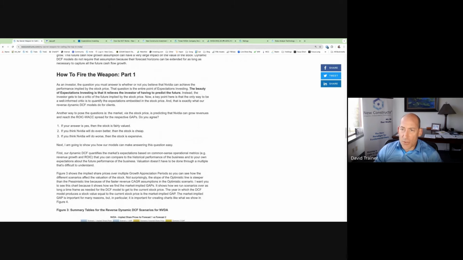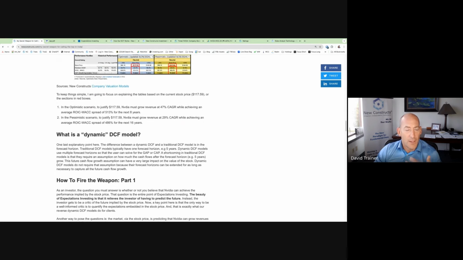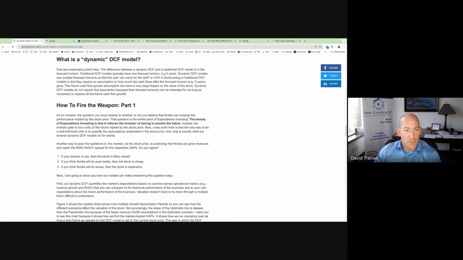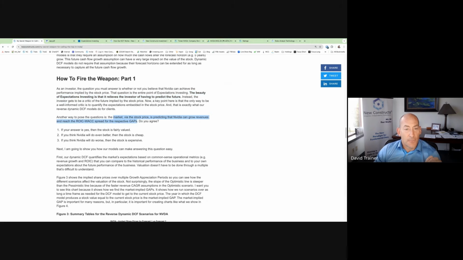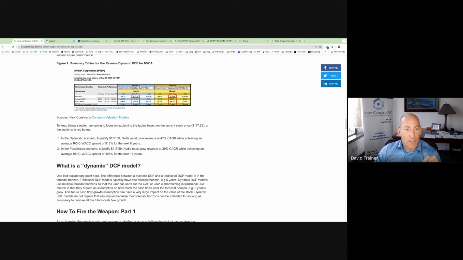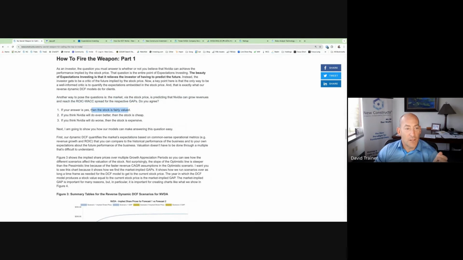The question you have to ask yourself when you look at these stats above, and the beautiful thing about expectations investing is that it relieves the investor of having to predict the future, is: do you believe that NVIDIA can achieve the expectations baked into the stock price summarized above here? That's the question you have to ask yourself. If your answer is yes, then the stock is fairly valued. If you think NVIDIA will do even better, then the stock is cheap. If you think NVIDIA won't do as well as the expectations baked into the stock price, then the stock is expensive.